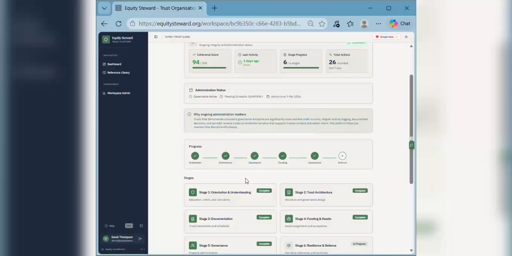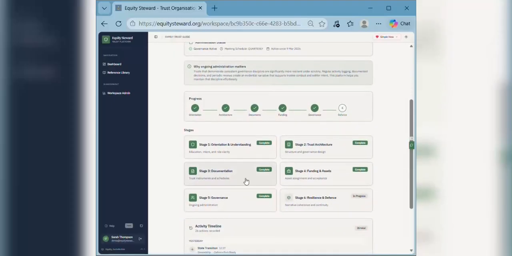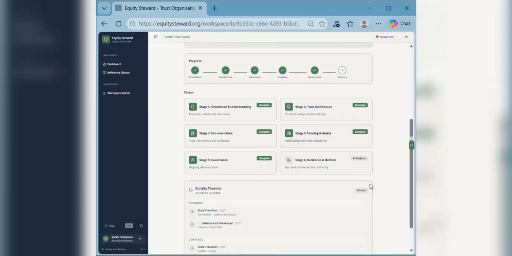Who is this for? Equity Steward is for people who take the administration of a trust seriously. It is for those who want to move beyond loose collections of files and notes and memories and assumptions, and instead maintain a structured and durable administrative record. It is particularly suited to trustees who recognize that administration is not the noise around the edges of a trust, it is part of what gives the trust credibility and continuity and coherence over time.